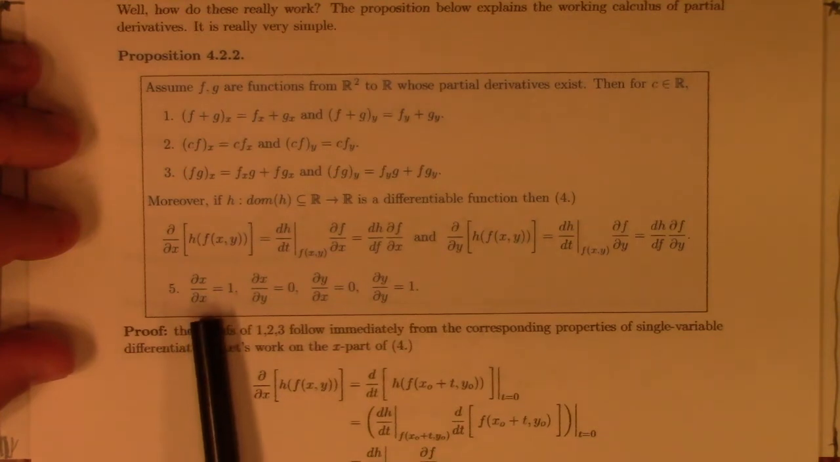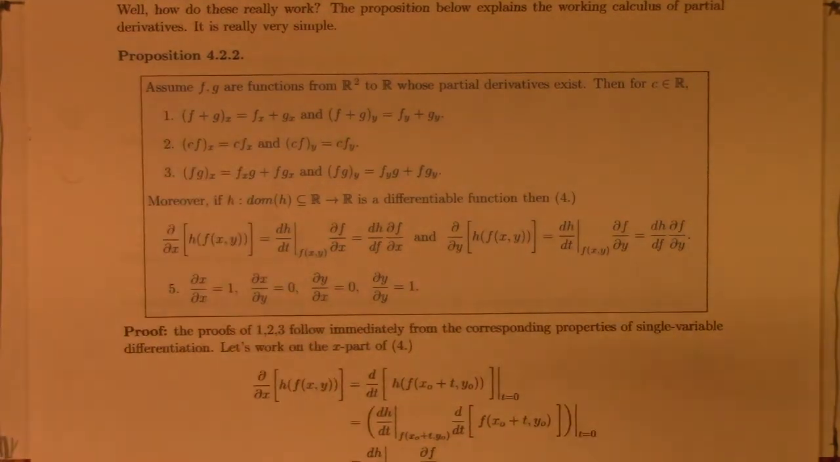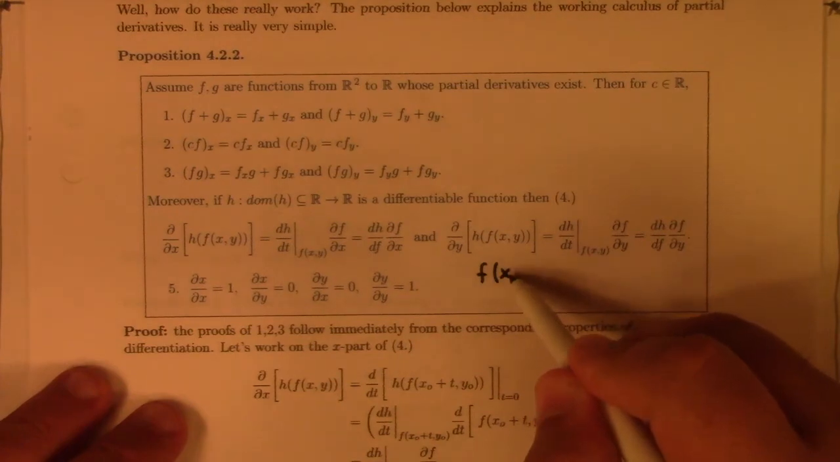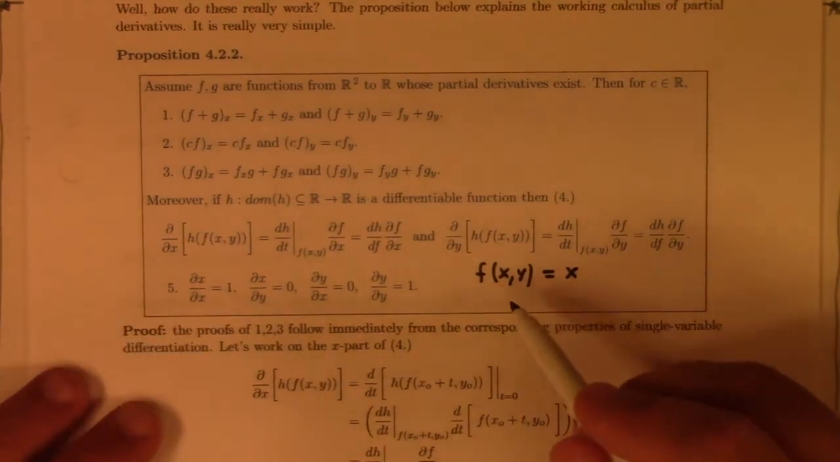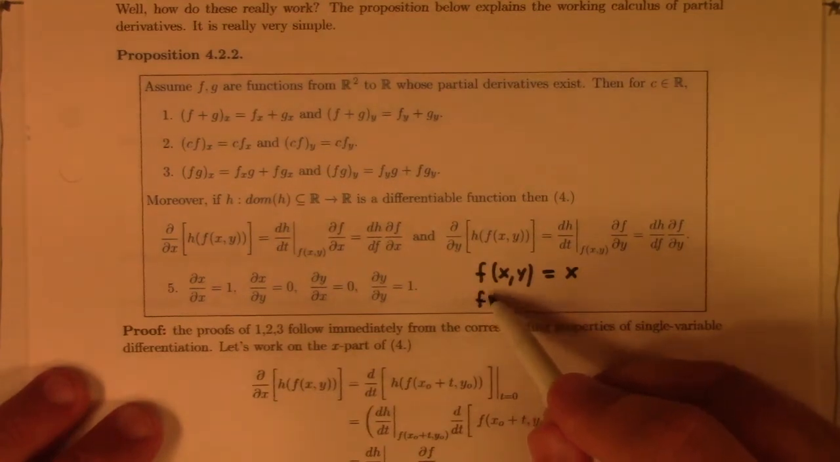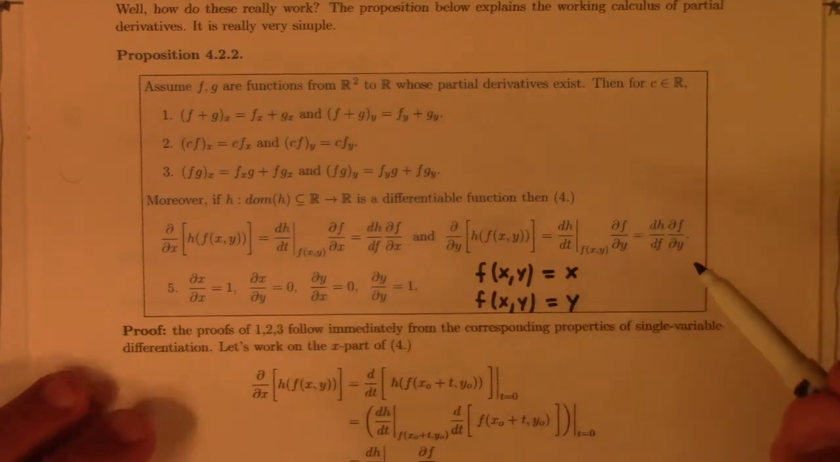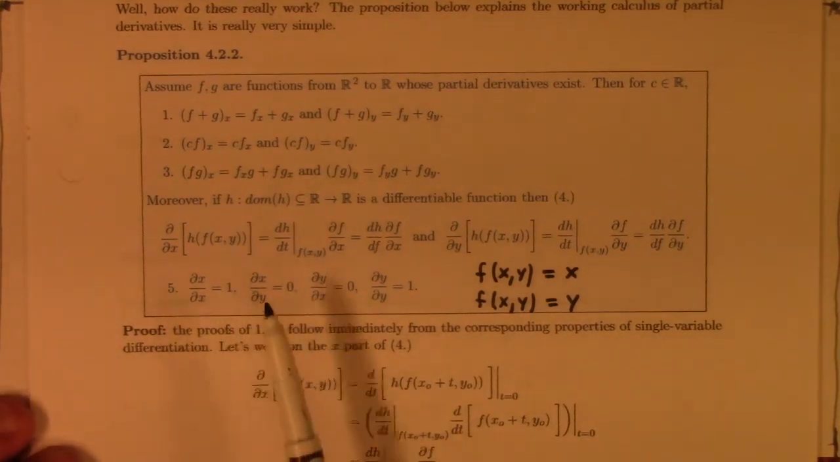Finally, point 5, we have that the functions x and y themselves are functions. And just to point out, what do I mean by that? I mean the function x is defined as follows: f of (x, y) equals x. The function y is defined by f of (x, y) equals y. This is the x function, this is the y function, so you can calculate the partial derivative of that function. And when you do, you find the somewhat, I think, comforting results.